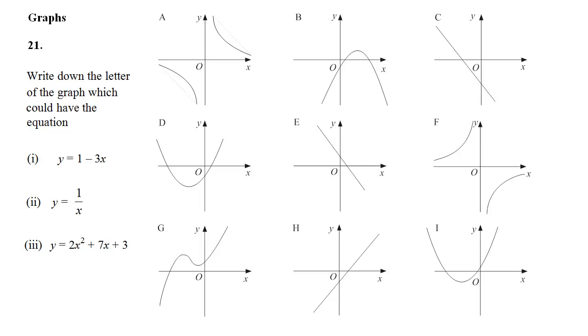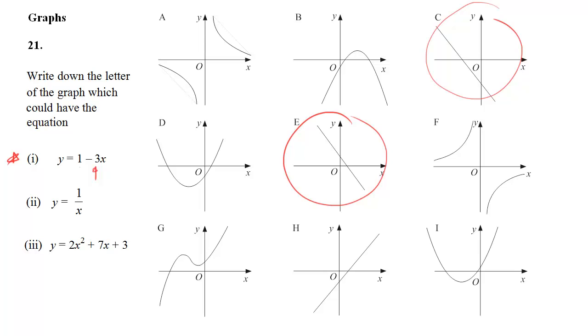Okay, for this question, we simply have to match the graph with the equation and write the letter that goes with it. So the first one, y equals 1 minus 3x. It's a straight line graph, and we can see that the gradient is minus 3, so it's sloping downwards, which means it's either this one or this one.